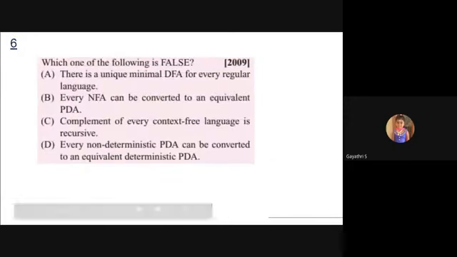Which one of the following is false? There is a unique minimal DFA for every regular language. Every NFA can be converted to an equivalent PDA. Complement of every context-free language is recursive. Every non-deterministic PDA can be converted to an equivalent deterministic PDA. Which one of the following is false? Okay, false.